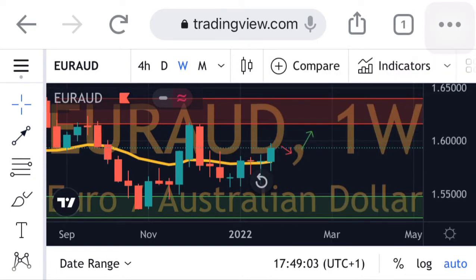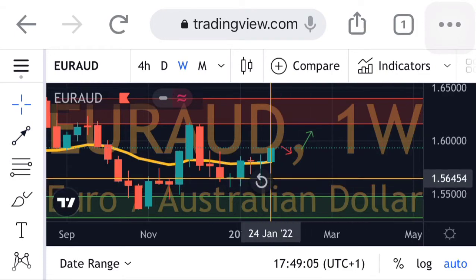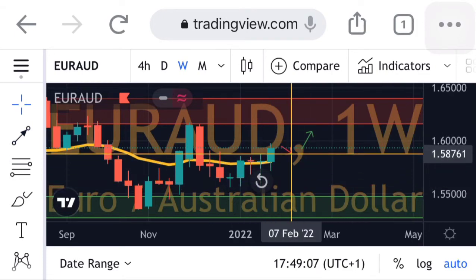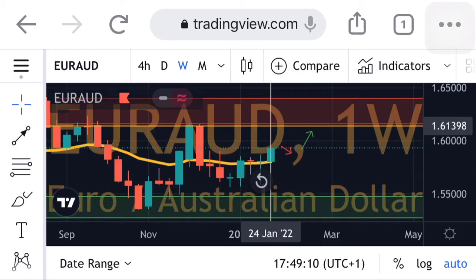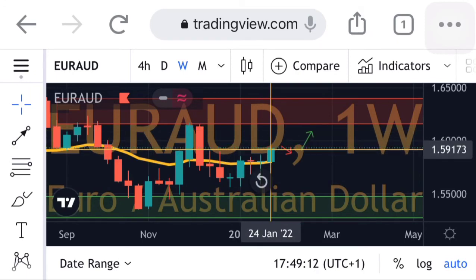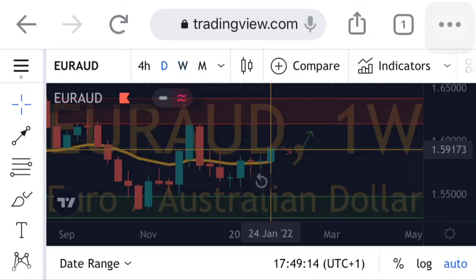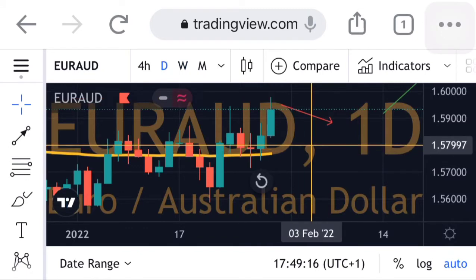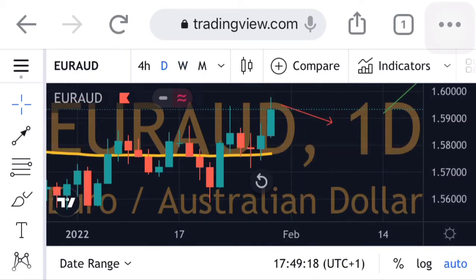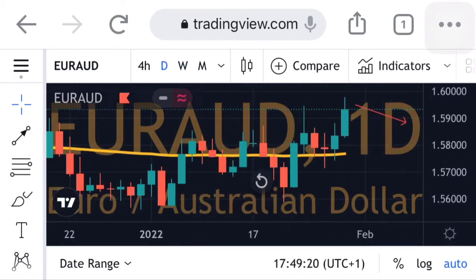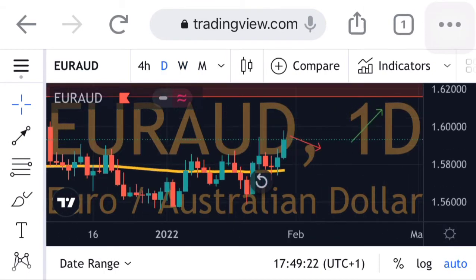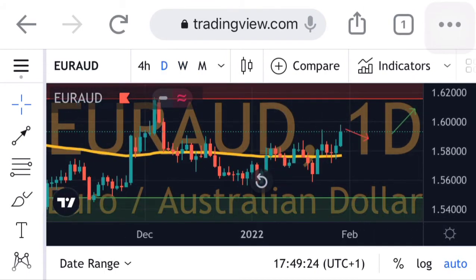So what we have here is the price being around. This is a weekly chart, so we already have this. Let's see what's happening on the daily chart before we actually do this. On the daily chart, this is what we can see, exactly what I expected.